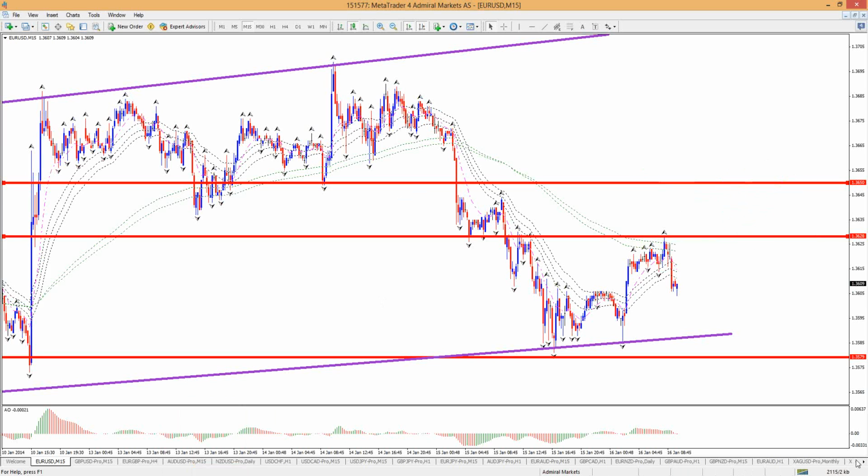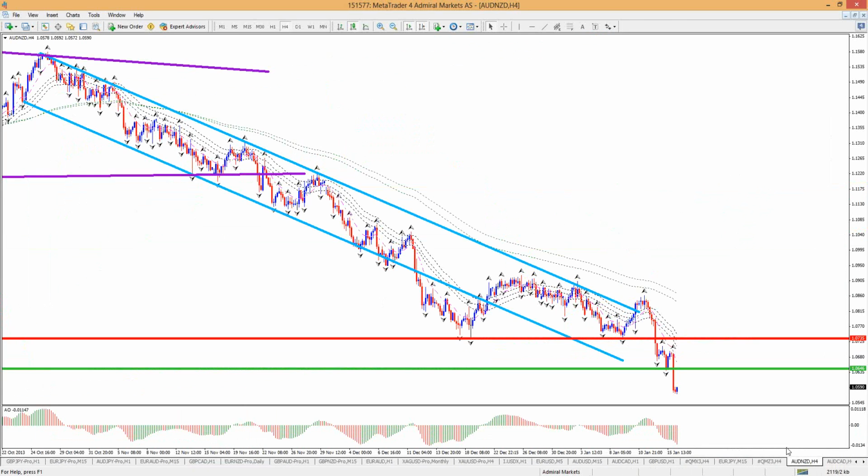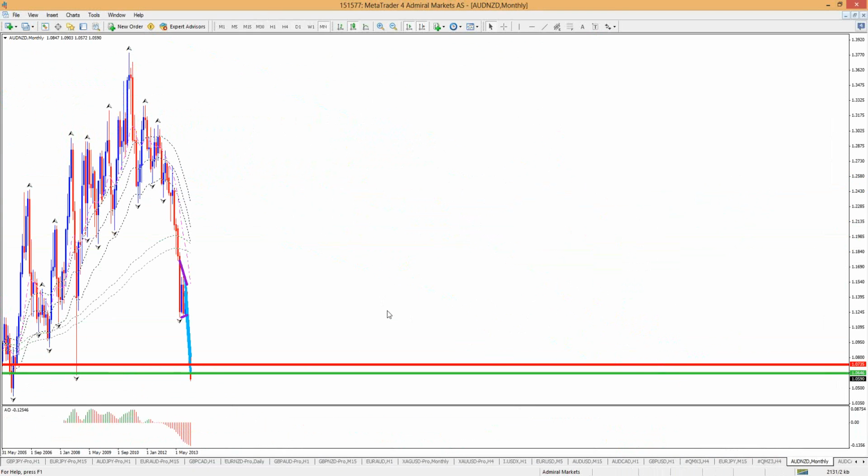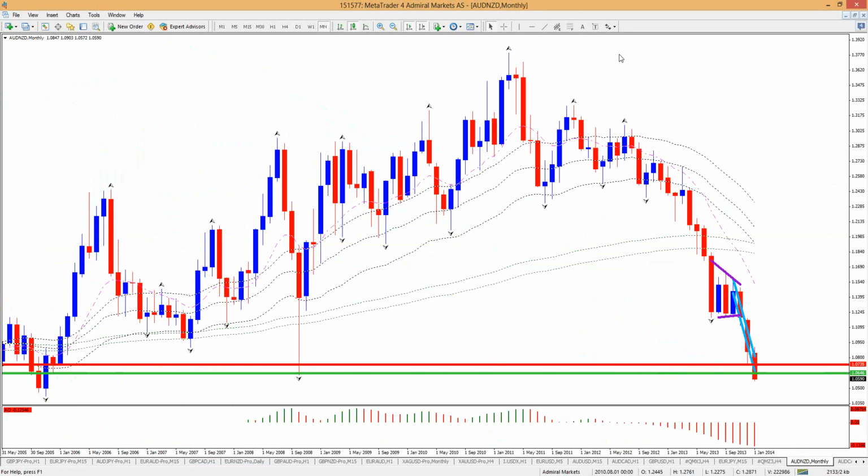What are we going to do? Oh yeah, the Aussie New Zealand. Aussie New Zealand did stop at the big monthly support right here. There is one more monthly support.